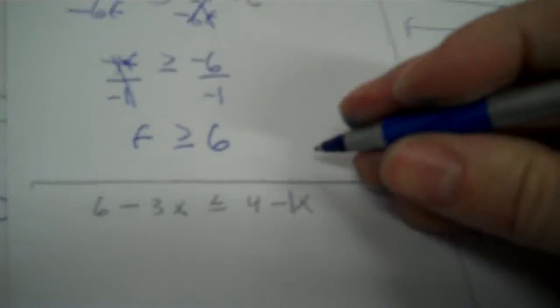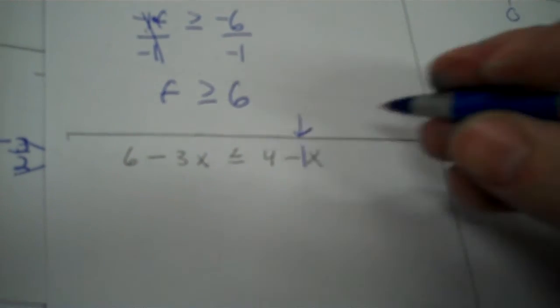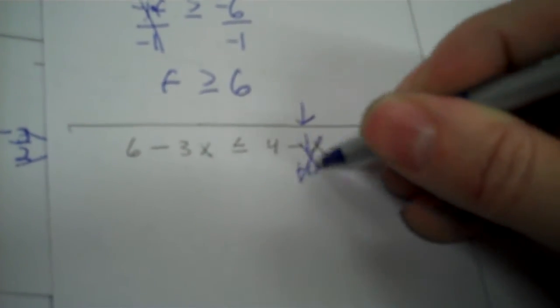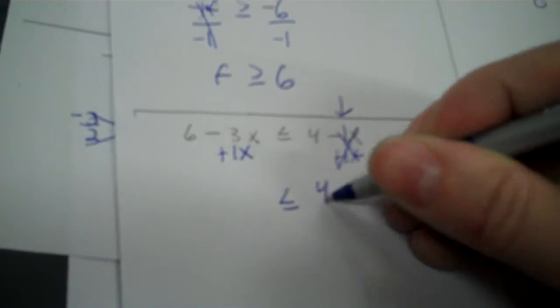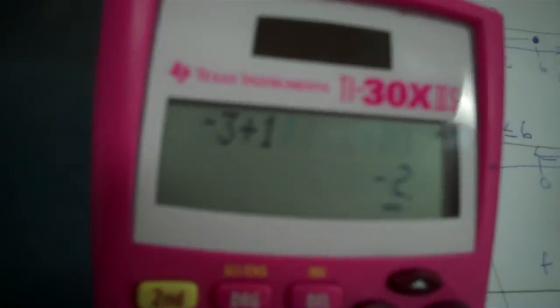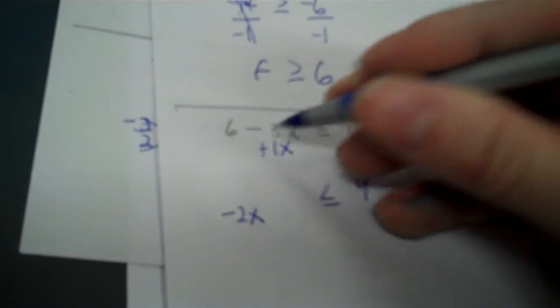Okay, now again, when you have x's on opposite sides, I would get rid of that one. Okay, so plus 1x, plus it there. So we have 4. Now when I add these x's, it's negative 3 plus 1, not 3 plus 1. So it's negative 2x plus 6.